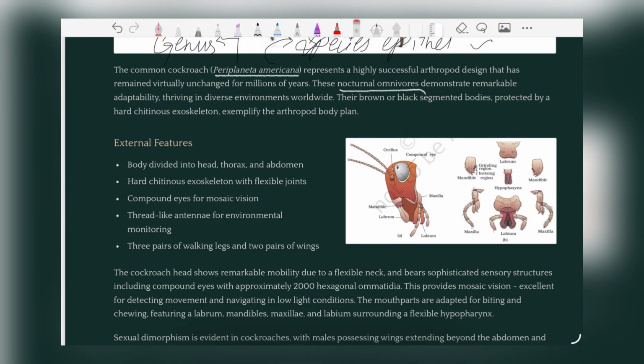External features. This is the head of the cockroach. Body divided into head, thorax, and abdomen. Hard chitinous exoskeleton with flexible joints. Compound eyes for mosaic vision. Thread-like antennae for environmental monitoring. Three pairs of walking legs and two pairs of wings.